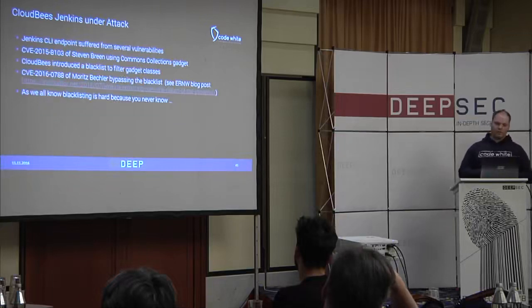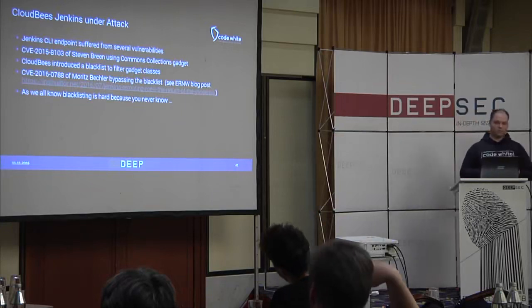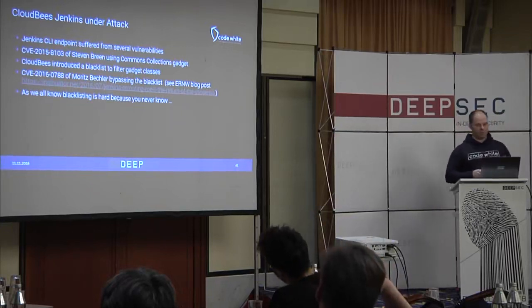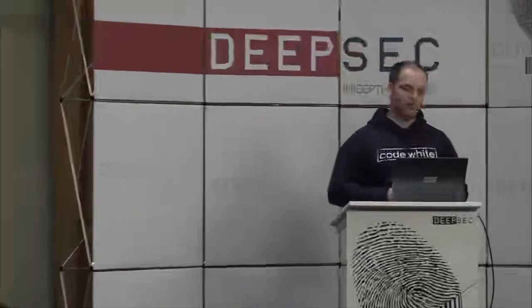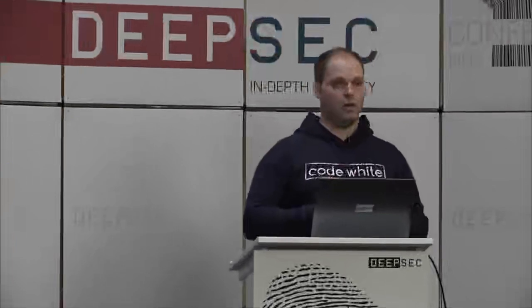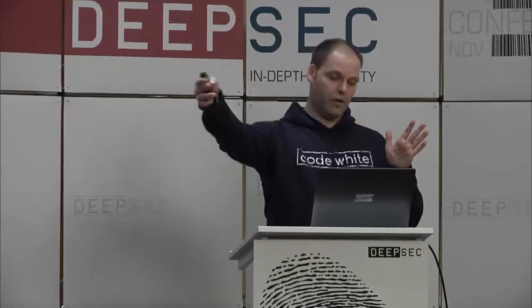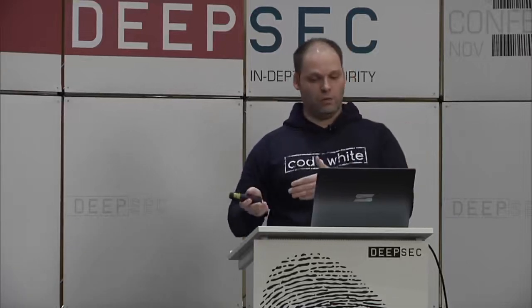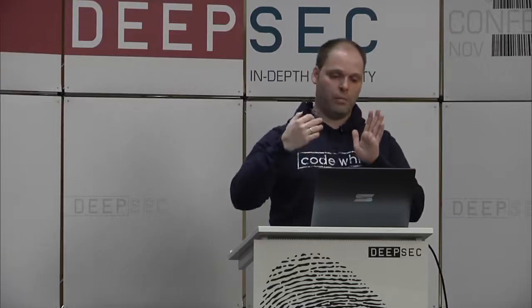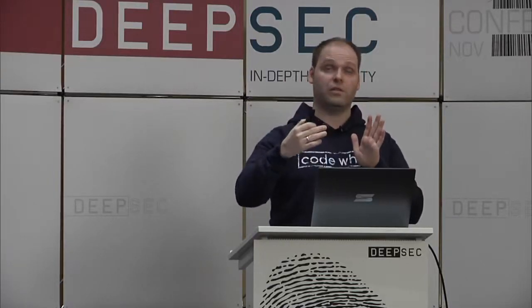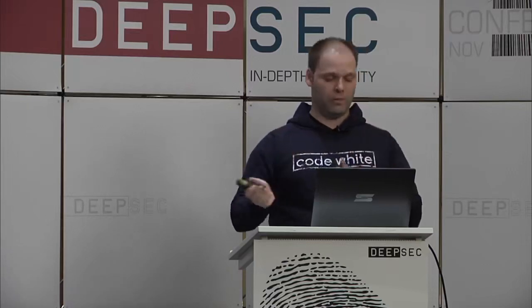CloudBees Jenkins was under attack several times this year and last year. So Stephen Breen was dropping the Commons Collection gadget exploit in the blog post. Then CloudBees implemented a blacklist filter for filtering out gadgets. What will happen is whenever an RMI request comes in, they will figure out if any class from the blacklist is part of the RMI call, and if so, it will block it.